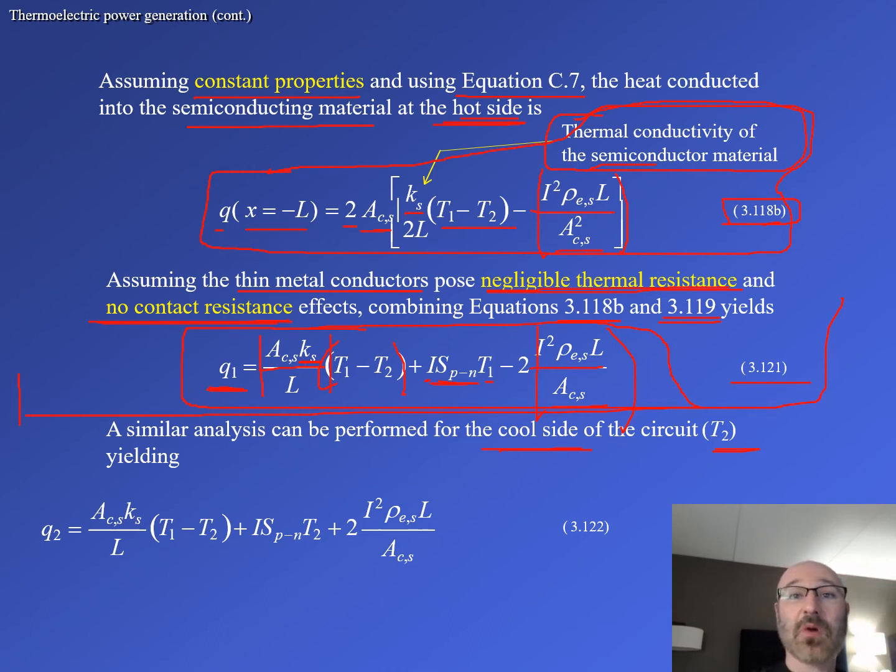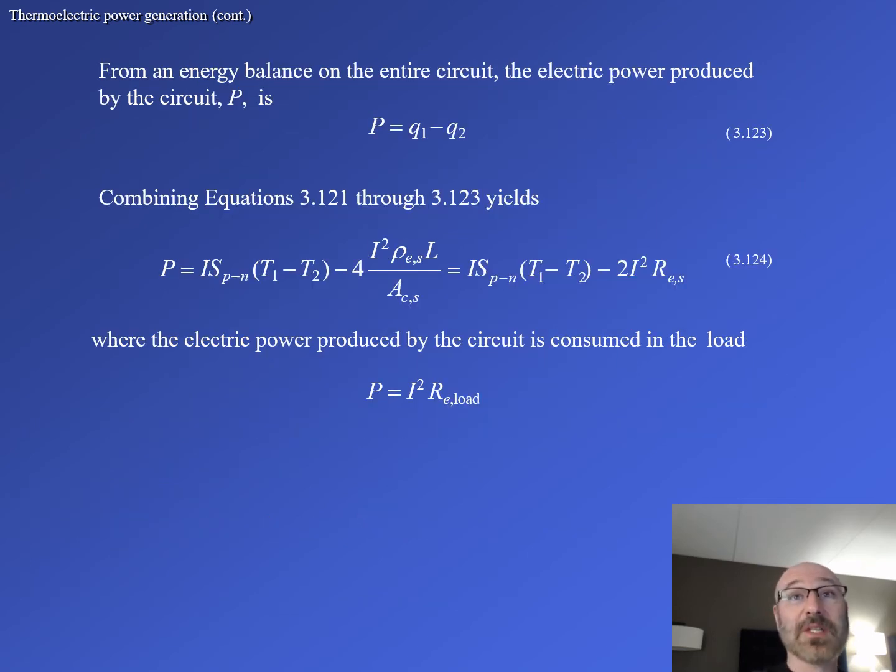So that gives us equation 3.122, which is similar to 3.121, but now it's for the cool side down here. We can see we're solving for our Q2, and there are some subtle differences throughout this equation as well. The next thing we're going to do is an energy balance on the entire circuit.